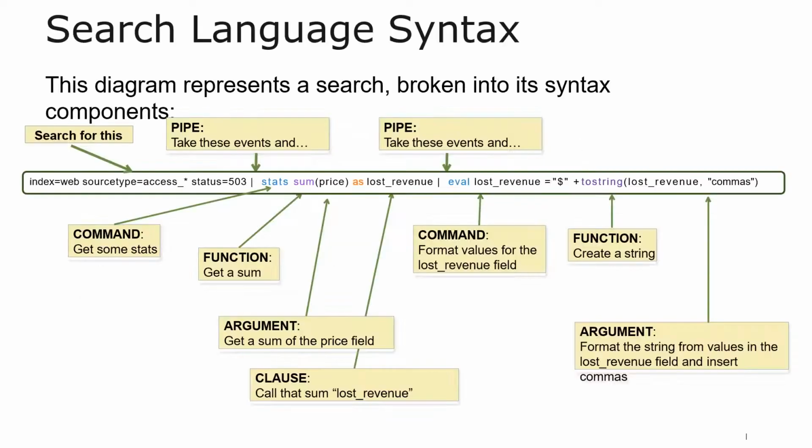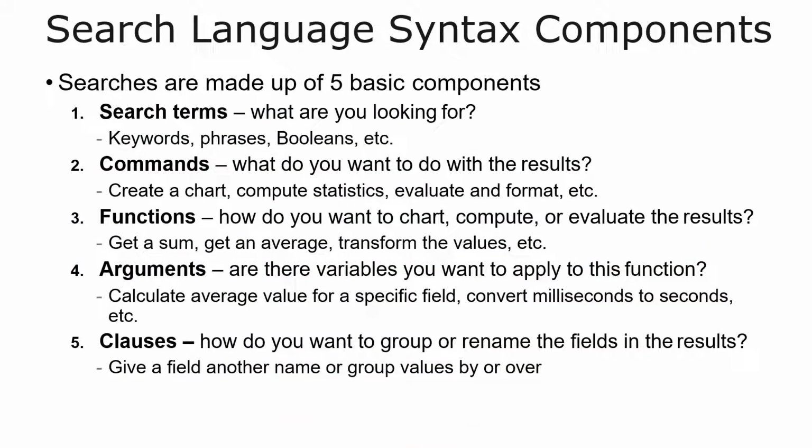Look at this one more time, just for understanding purposes. Here you have index, searching for index web, the source type, anything that starts with access underscore, and status. This is a search term. Then stats is a command, sum is a function, price is an argument, and lost revenue is a clause, the same thing which I showed you last time. So a search term means what you are looking for. It can be keywords, phrases, booleans, and so on.